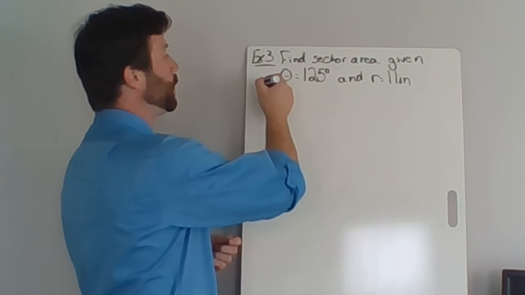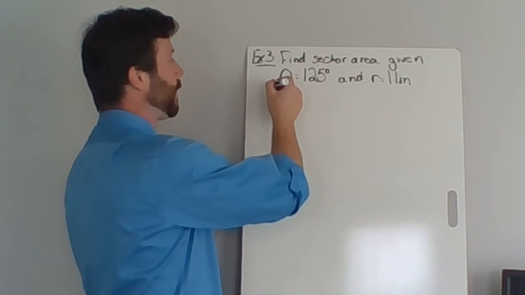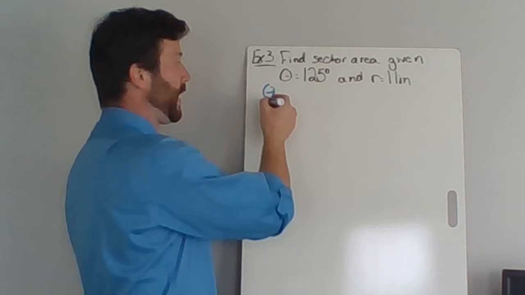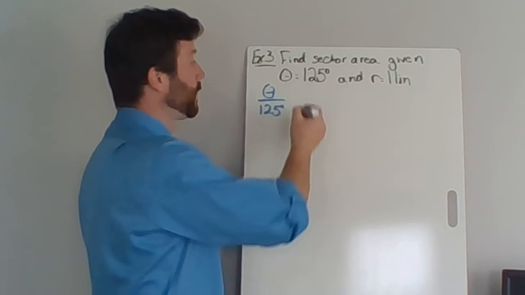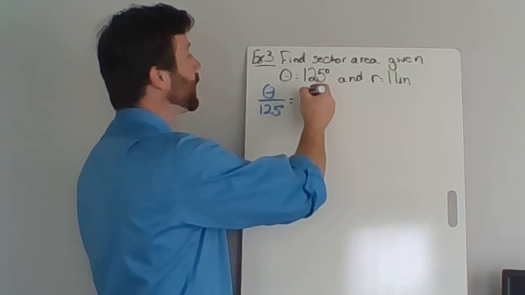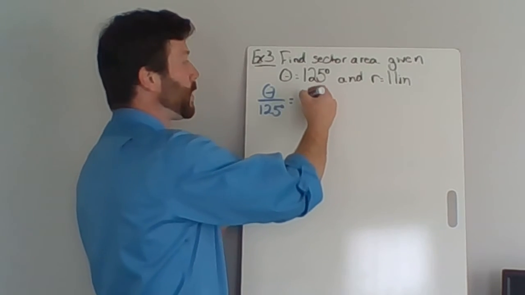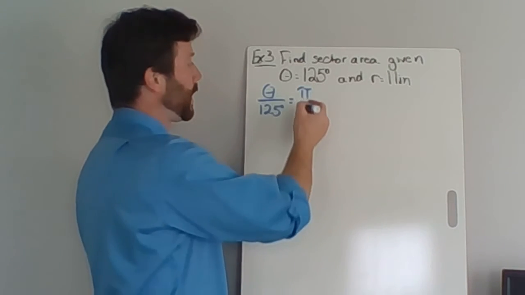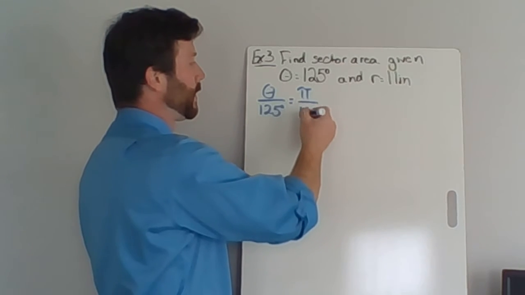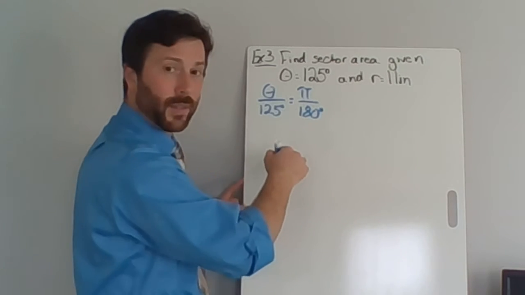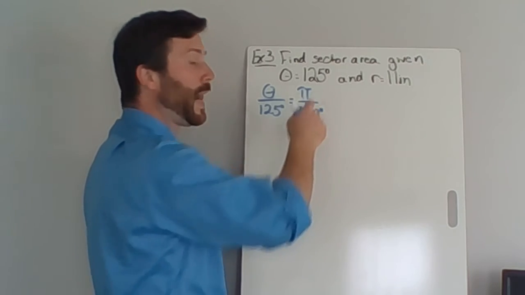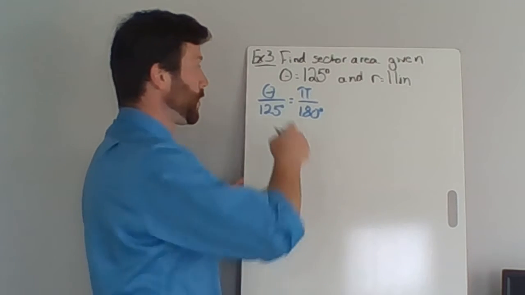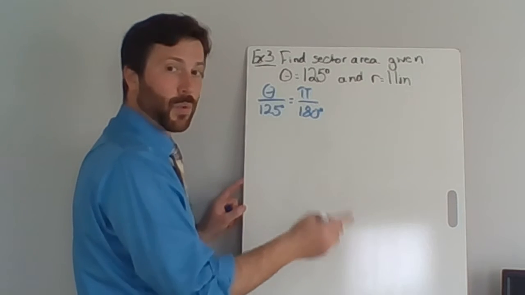Okay, so we'll do theta that we want in radian, we'll put that on top, over 125 degrees is equal to, now we want it to be in radian, so we put the radian pi on top, divided by 180 degrees. Now these two are equivalent. 180 degrees is halfway around the circle in degree measure. Pi is halfway around the circle in radian measure. So this fraction is equal to 1.